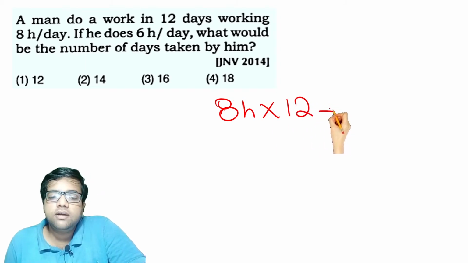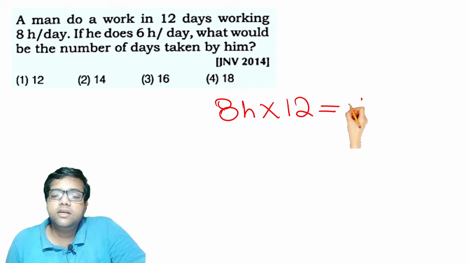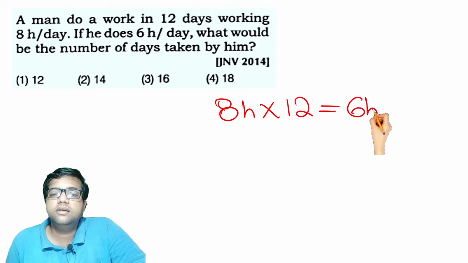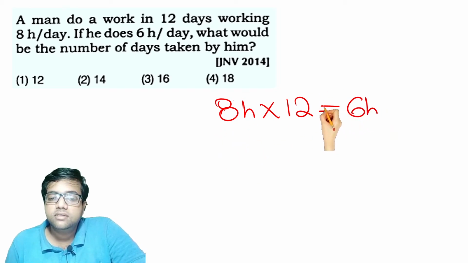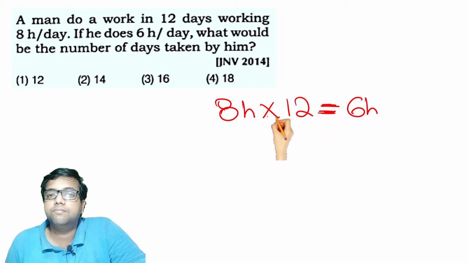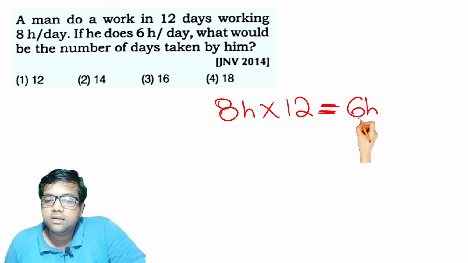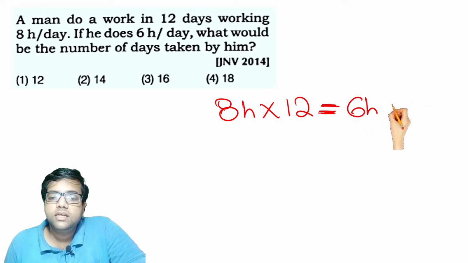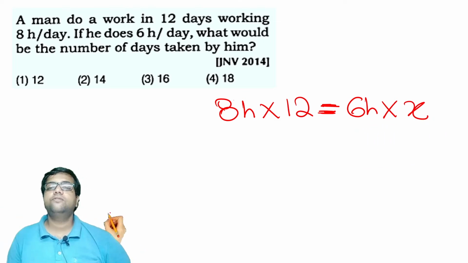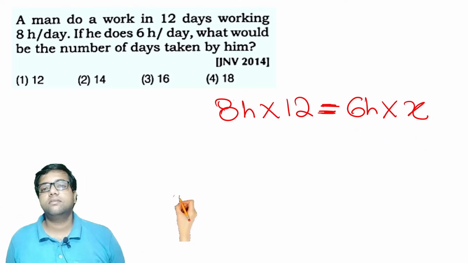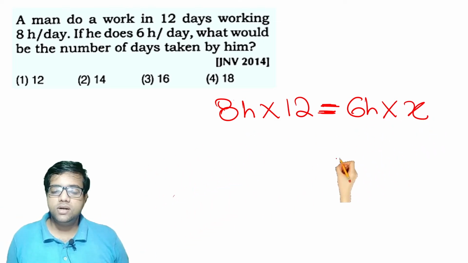And if the same work is to be done by working 6 hours per day, same work, that's why I'm putting an equal sign. So if the same work is to be done while working for 6 hours a day, what is the number of days? Which we don't know. We need to find it. Let me call it x. So let's do the math here.